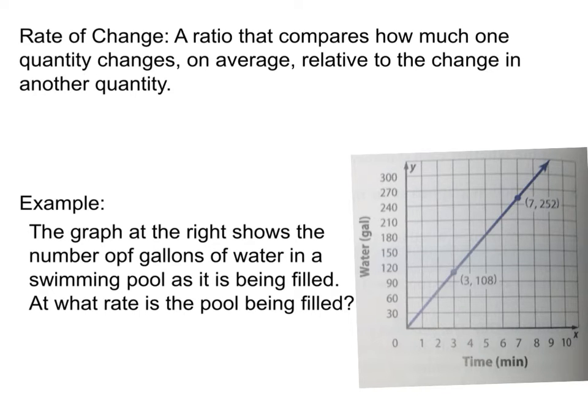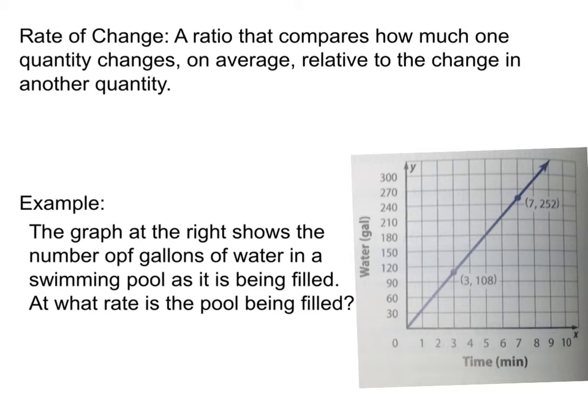So a rate of change is just a ratio that compares how much one quantity changes on average relative to how another quantity changes. For example, a lot of times we'll talk about how fast cars travel, and that's miles per hour. The velocity a car travels is miles per hour. That's a rate of change. How quickly is position changing in terms of time? So position versus time there.